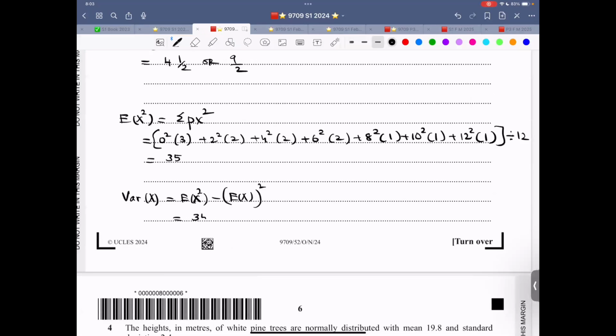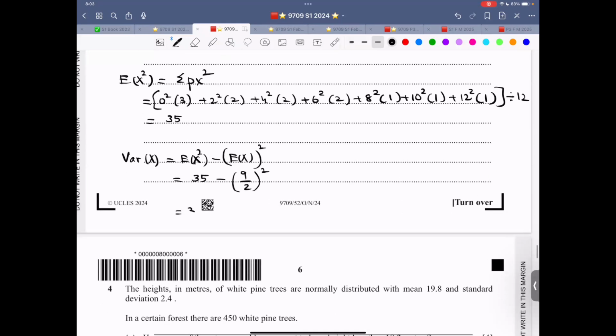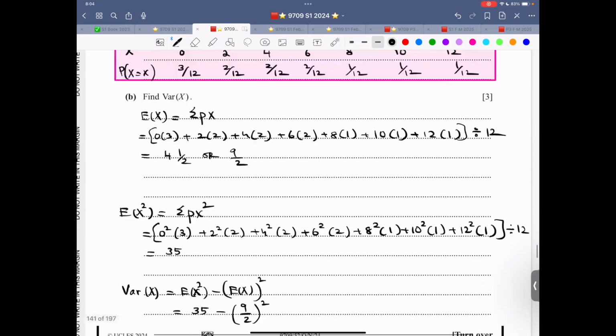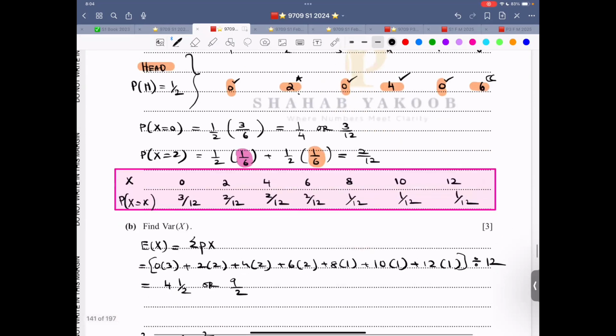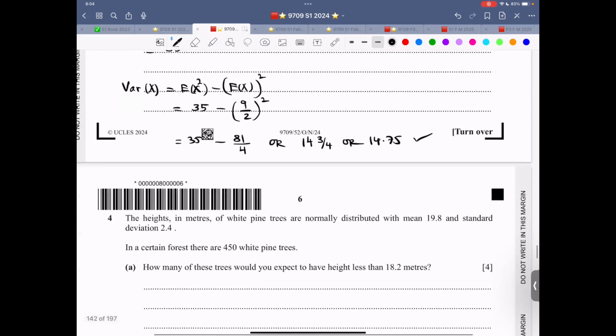Variance is expectation of x square, 35, minus 9 over 2 whole square. That is 35 minus 81 over 4. And do the subtraction. Therefore, this comes out to be 14.75. That is the answer for the variance. Of course, the expectation and variance, that's all mechanical working. The main working is that probability thing.